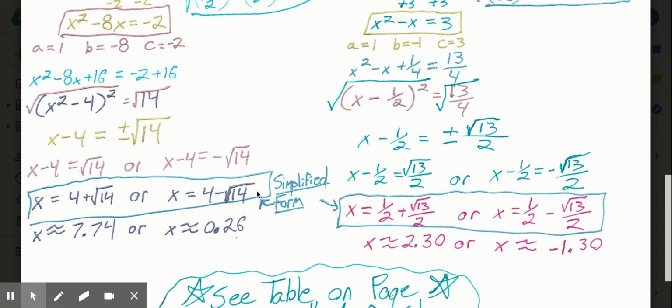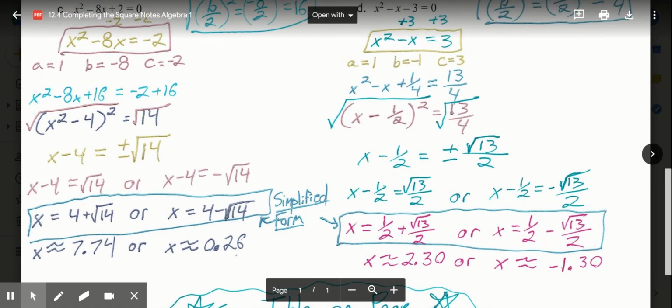If they want the answer as a decimal, then you just plug this into your calculator, and x is approximately 7.74, or x is approximately 0.26.